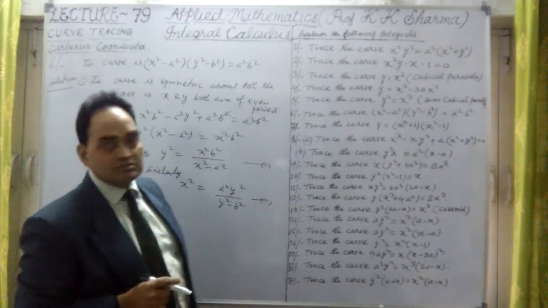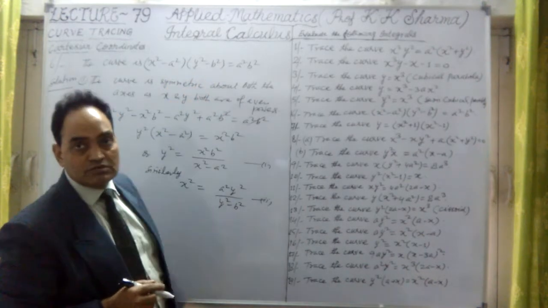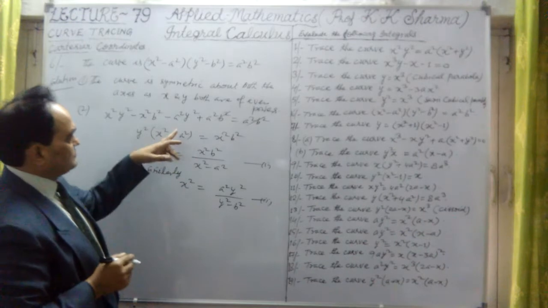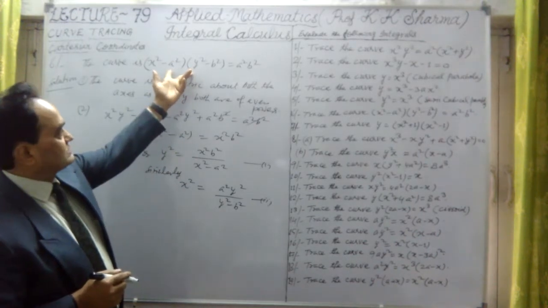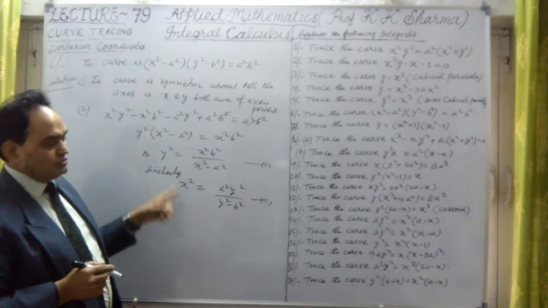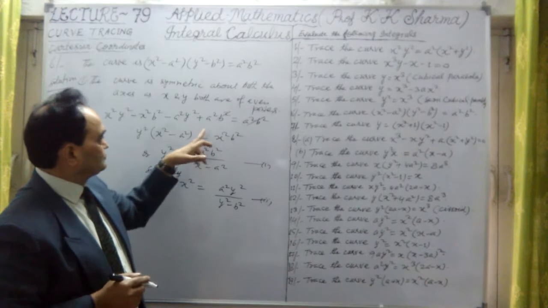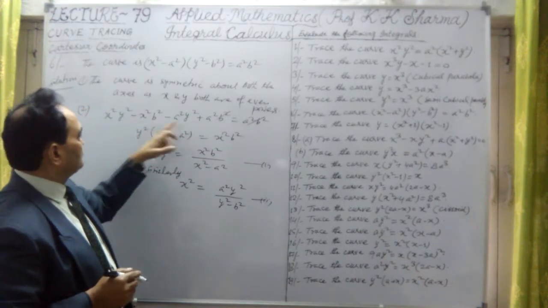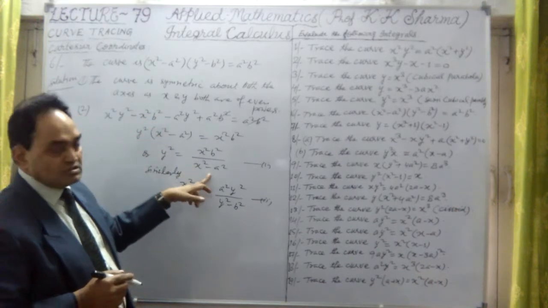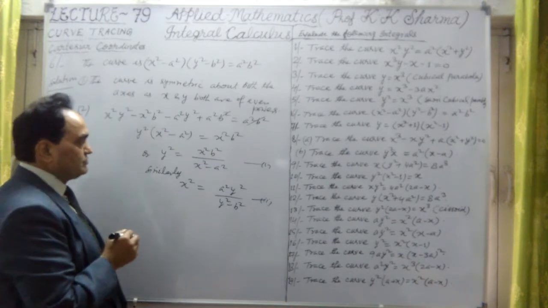So trace the curve (x² − a²)(y² − b²) = a²b². Okay, so now we solve this by multiplying these two factors, and after that we have obtained these values. y² equals, from these two we have taken y² common, x² − a² is in the denominator. Okay. Now, what is the possibility here?